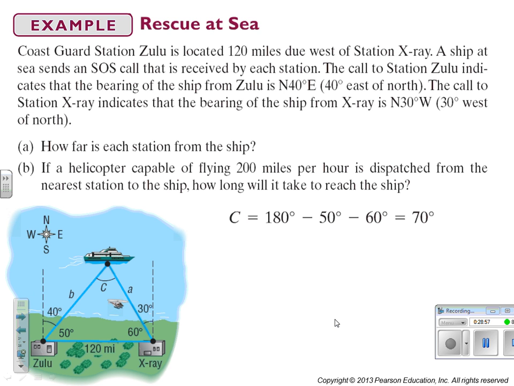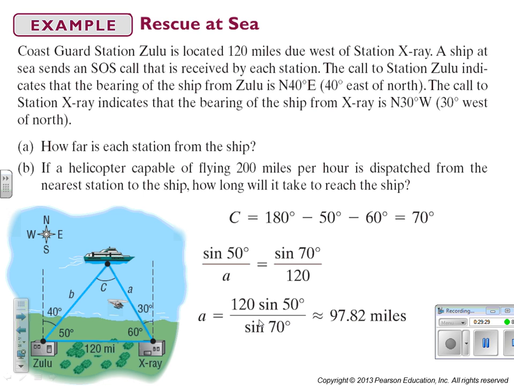So to find angle C, we subtract 50 and 60 from 180, and we get 70. Nice. Round number. Thank you, ship, for going into distress right at that exact angle. So we go sine of 50 degrees over A equals sine of 70 degrees over 120. Cross multiply: A sine 70 equals 120 sine of 50, and then divide by sine 70, and we get A is 97.82 miles. So we are 97.82 miles from this ship to X-ray.